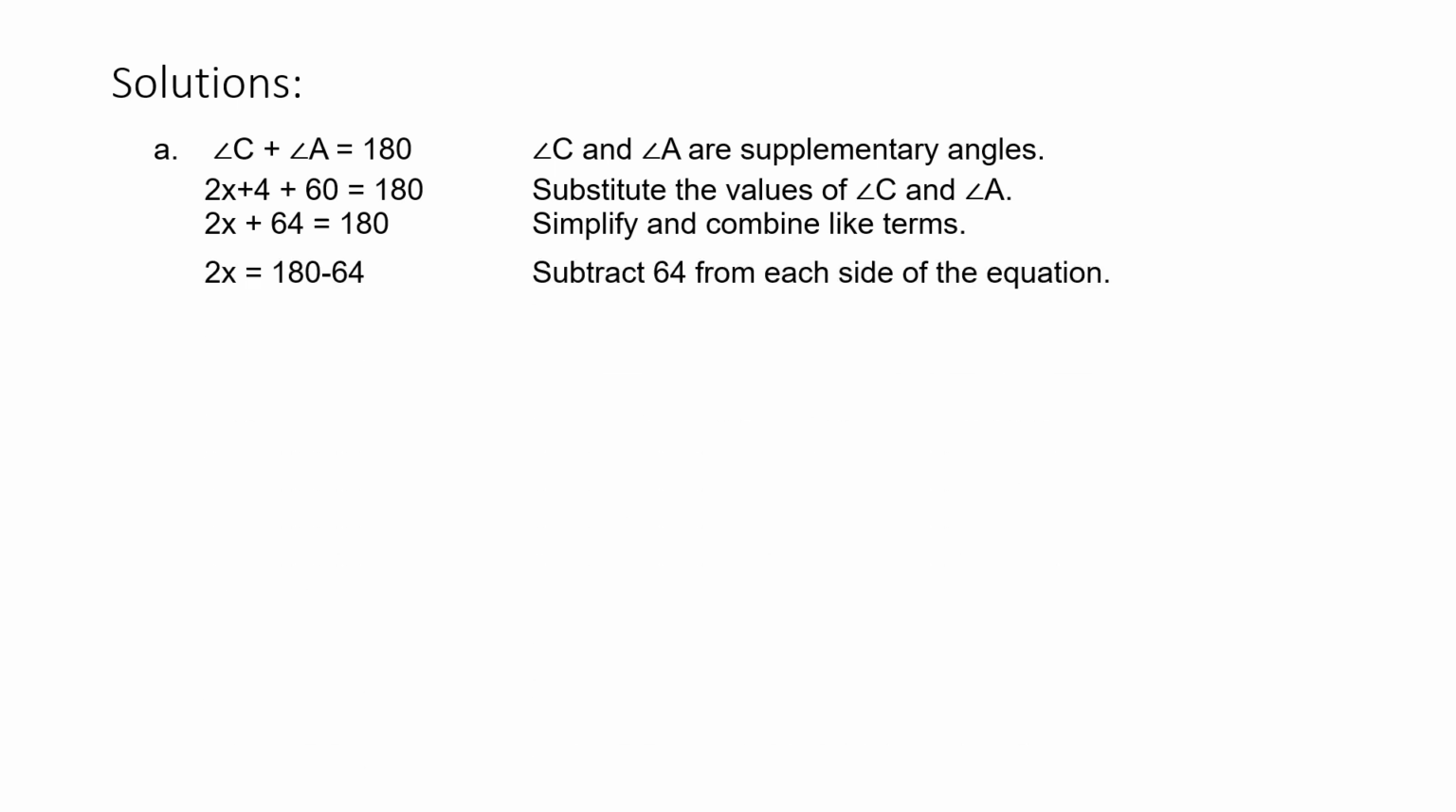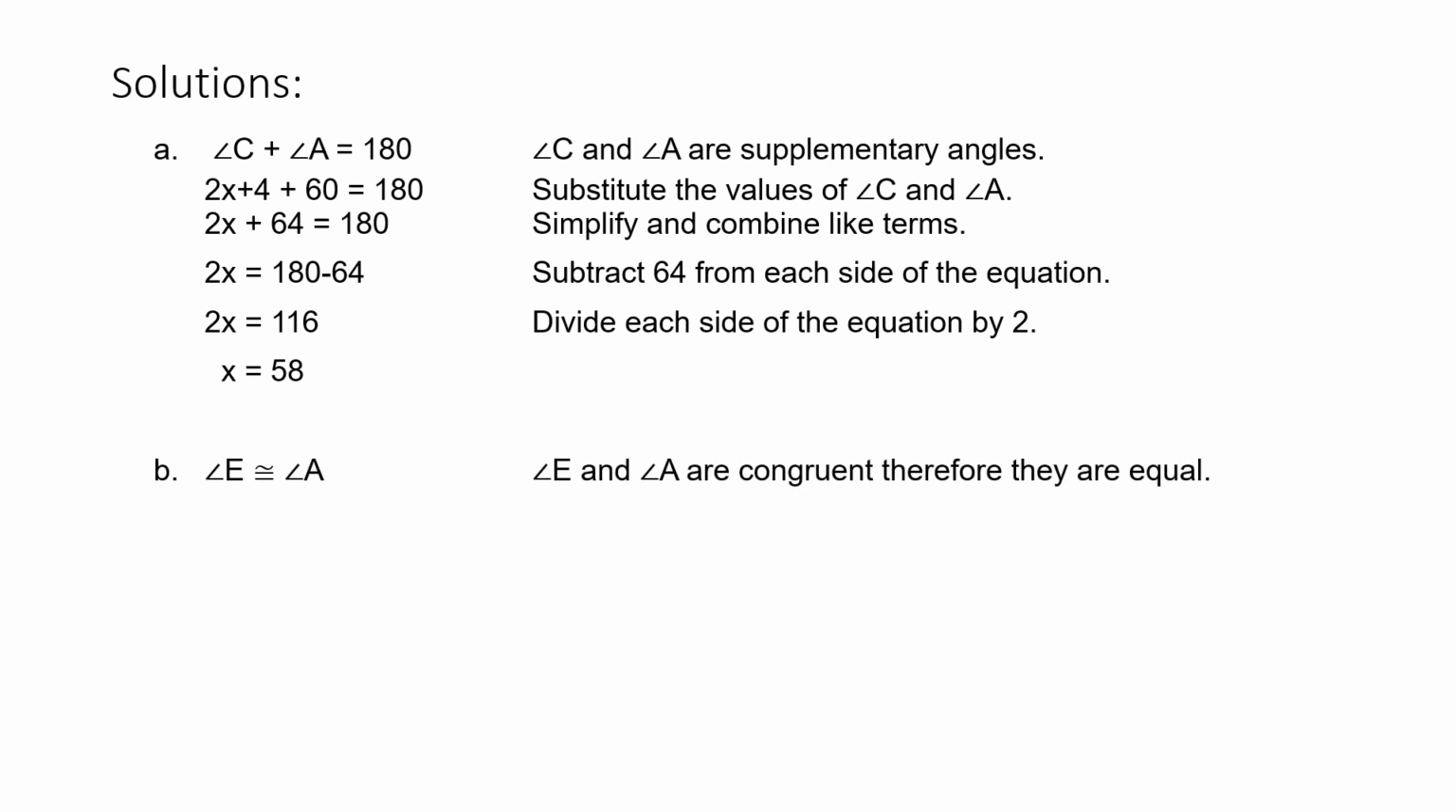Subtract 64 from each side of the equation. So we have 2x equals 180 minus 64. 2x equals 180 minus 64 will give you 116. Then divide each side of the equation by 2. 2x divided by 2 is equal to x, and 116 divided by 2 is equal to 58. So therefore, the value of x is equal to 58.